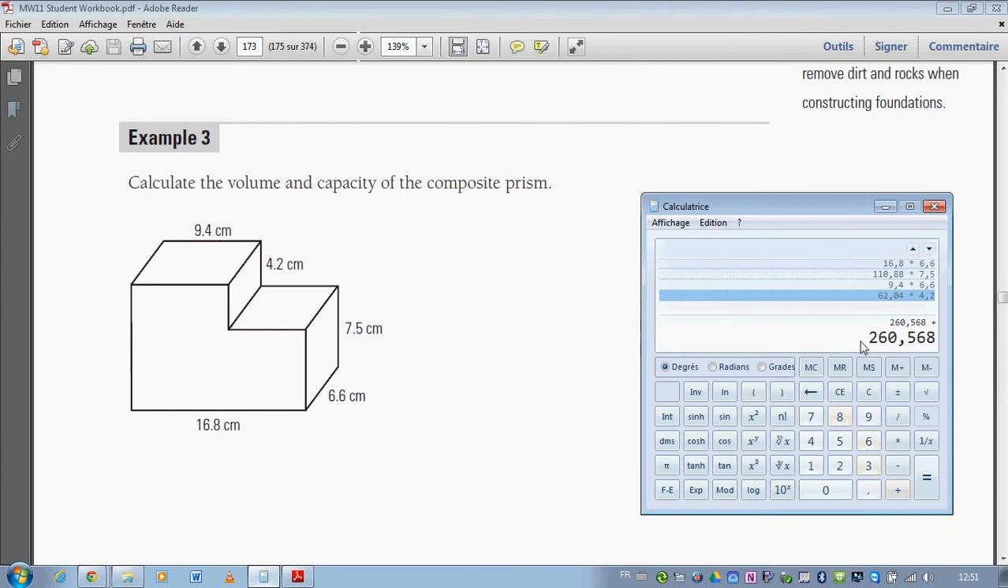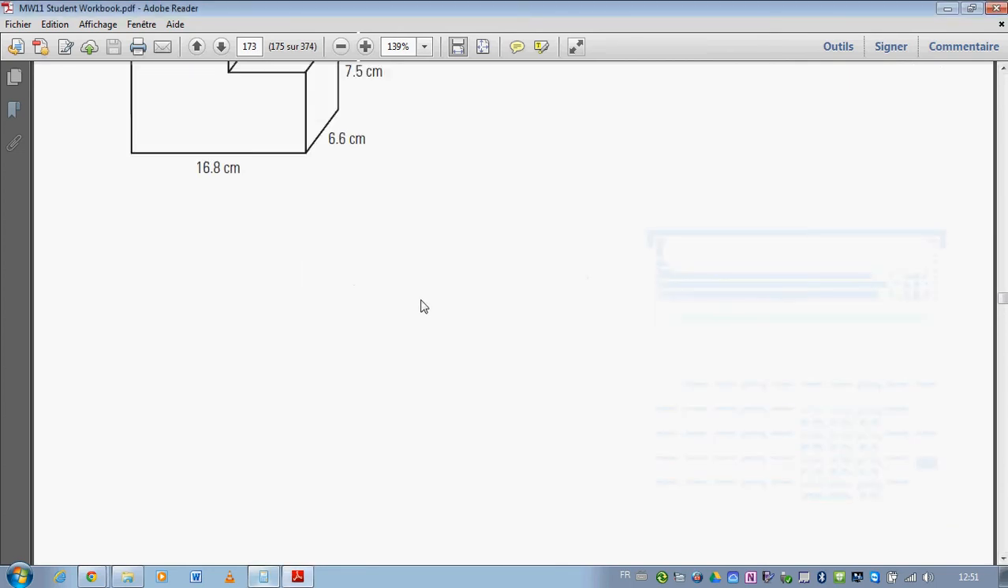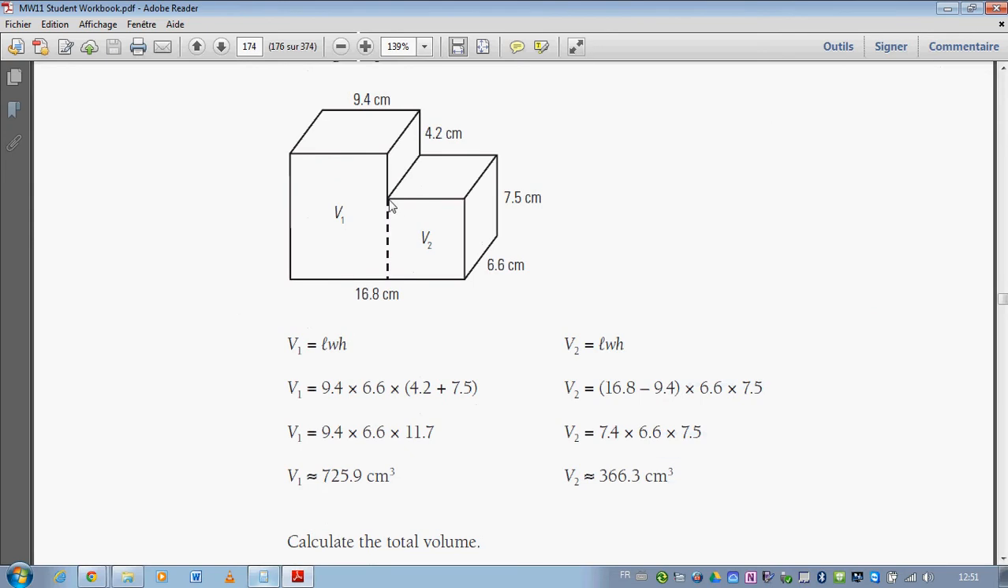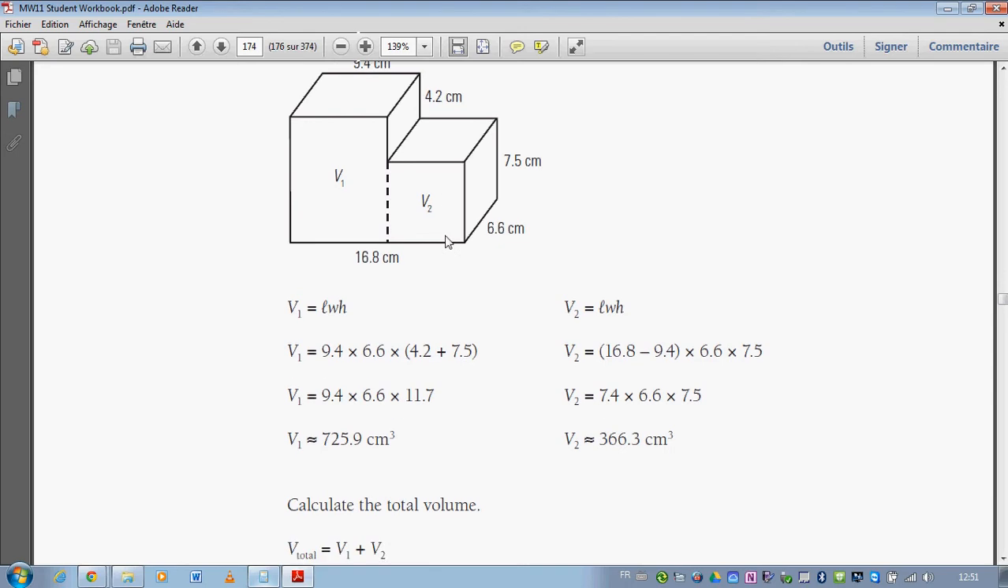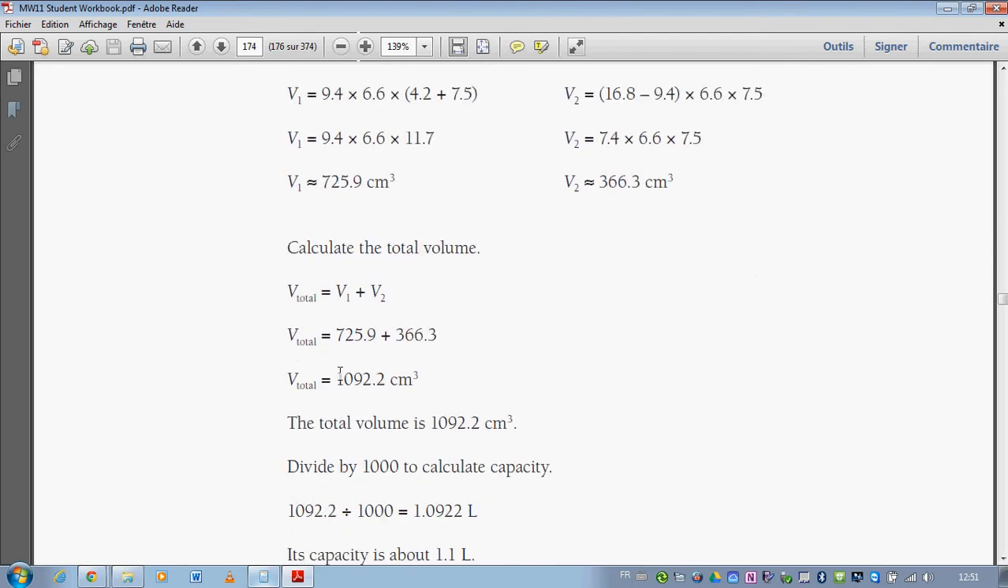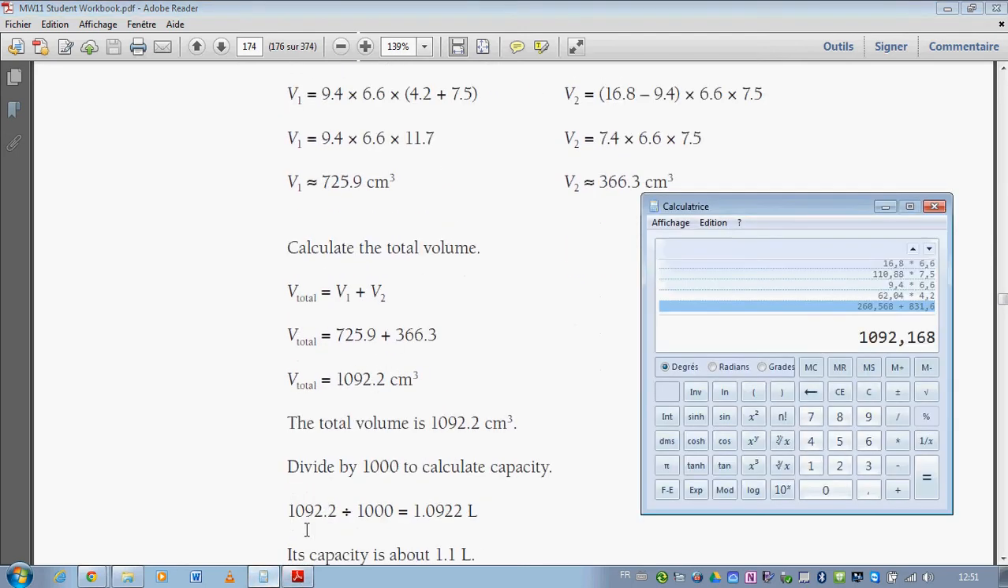So the volume of my smaller rectangular prism is 260.568, which I would now add to the volume of the bigger rectangular prism down here, which we had just calculated earlier as being 831.6. So that gives us 1092.2 roughly. That's what they did here. Well, instead of here they showed you that they split it like this, whereas we split it like that. It really doesn't matter as long as your final value is 1092.2 centimeters cubed.